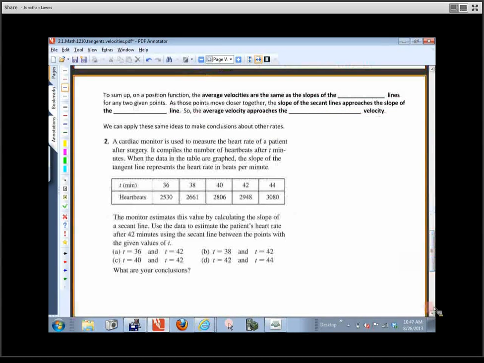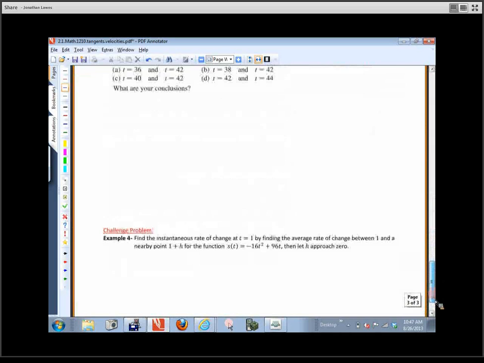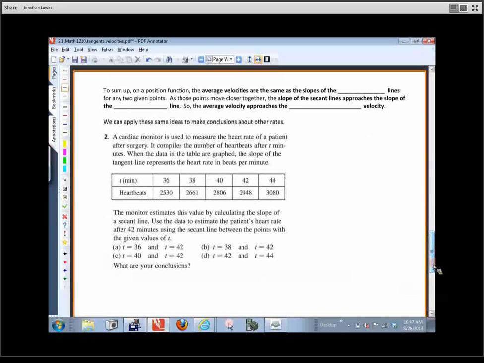Okay? So in the couple of minutes that we've got left, there's a challenge problem at the end. If you can get to that, that would be great. Here's what we want to do. We want to sum up and look at how to apply this to a different setting. On a position function, average velocities are the same as the slope of the secant lines for any two given points. So if you want the average velocity, all you're doing is finding the slope of the secant line.